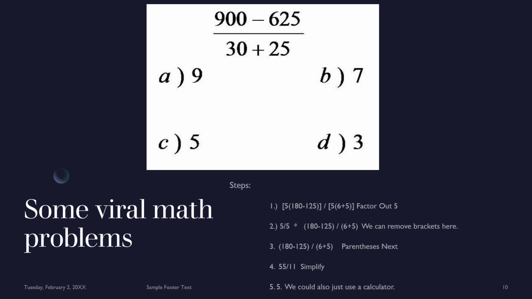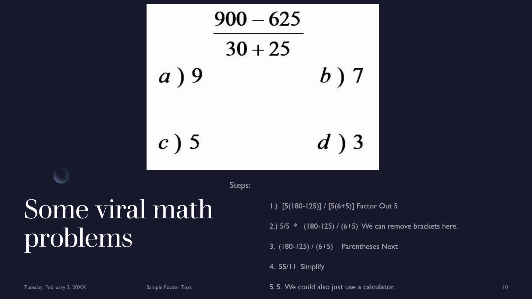Now that we've discussed P versus NP, I thought we'd have some fun with some math problems I found online. Here's one I found on Twitter. We have 900 minus 625 all over 30 plus 25. Now, of course, we could just plug this into a calculator and get the answer of 5, but I wondered, is there any way we can break this down to make it a little easier for us?